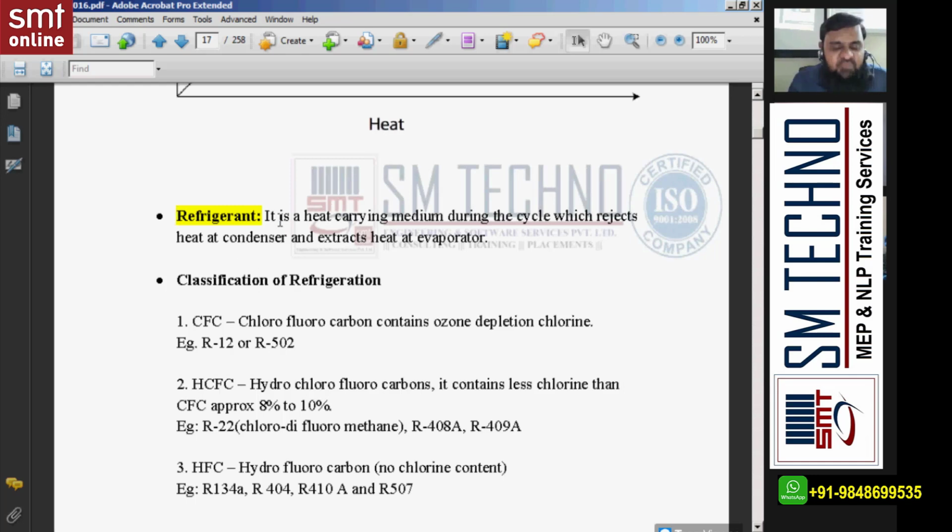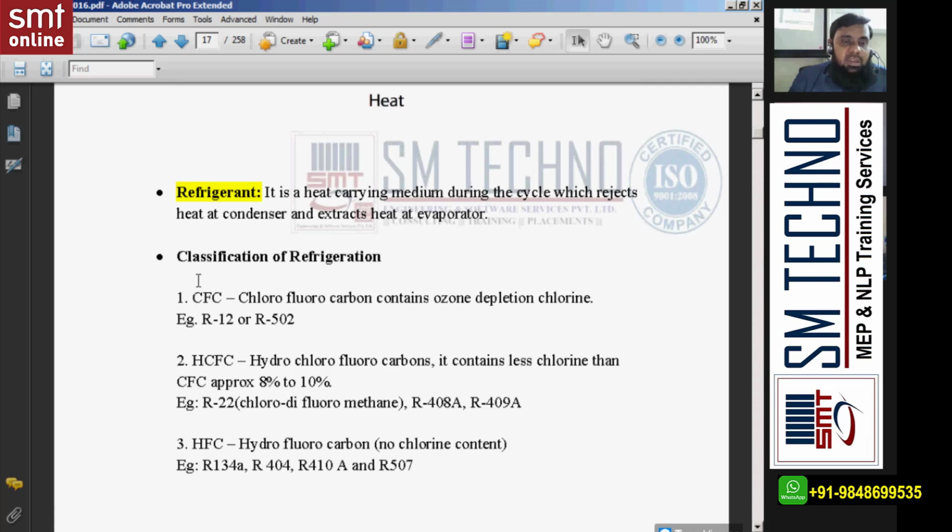So what is refrigerant? You can read here. It's a heat carrying medium during the cycle. Which cycle? The vapor compression cycle, which we are going to learn. It rejects heat at the condenser and extracts heat at the evaporator. Both are heat exchangers. One is used to reject the heat, and whenever heat is rejected, the vapor will change to liquid, and whenever heat is extracted, the liquid will change to vapor.